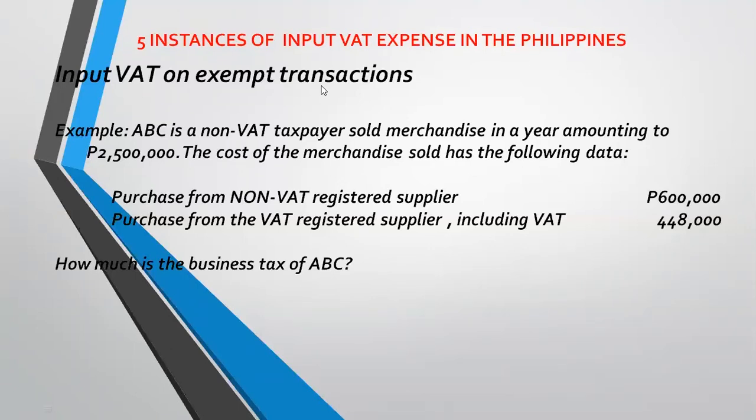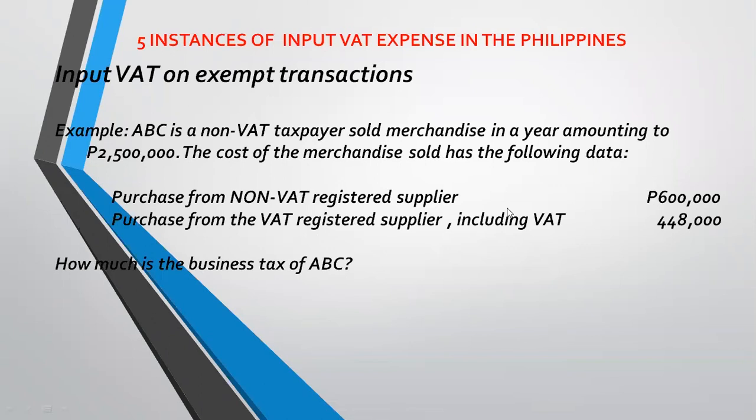So we are charged an additional 12% VAT. Since we cannot deduct this 12% VAT from output VAT, because we don't really have output VAT as we are a non-VAT taxpayer, our input VAT from the purchases from the VAT registered supplier is expensed out.